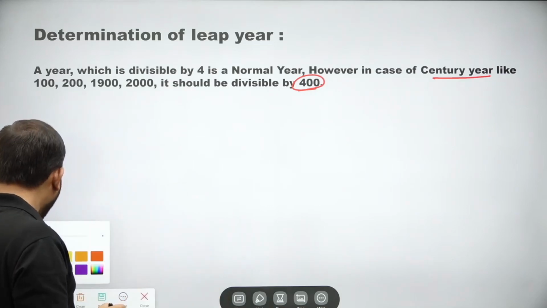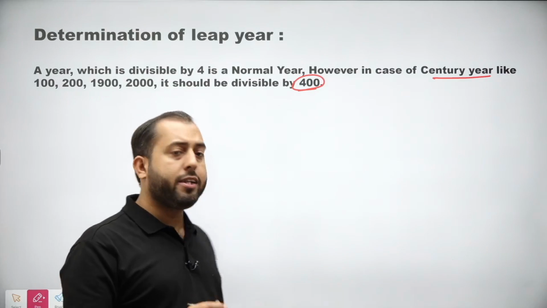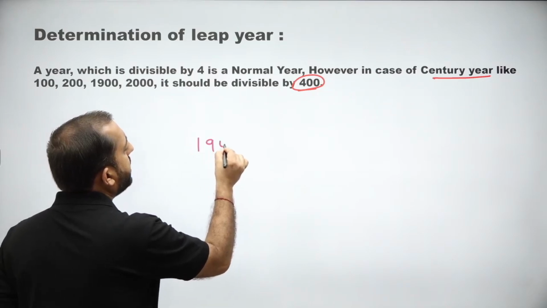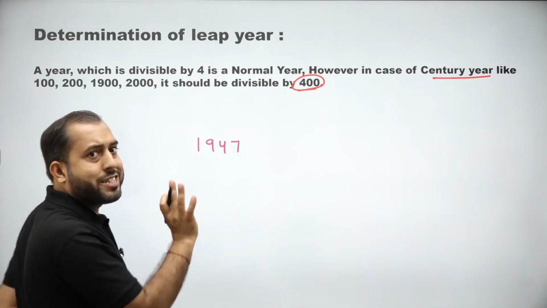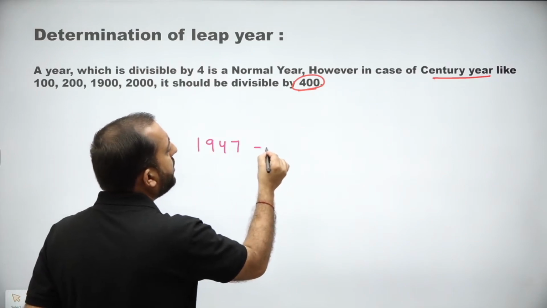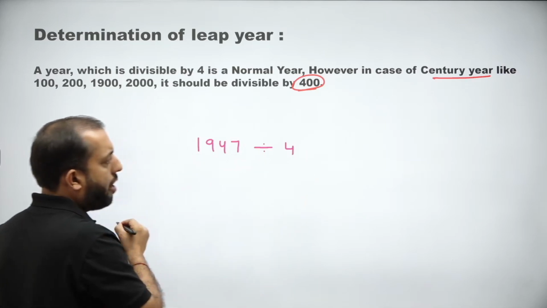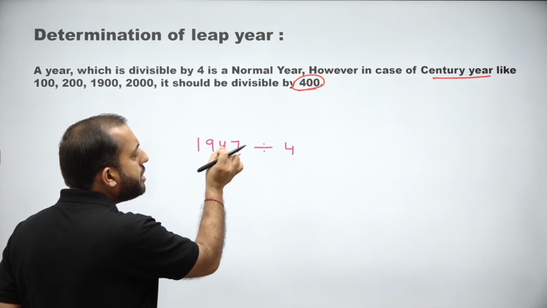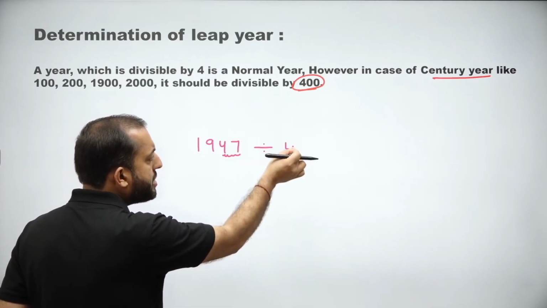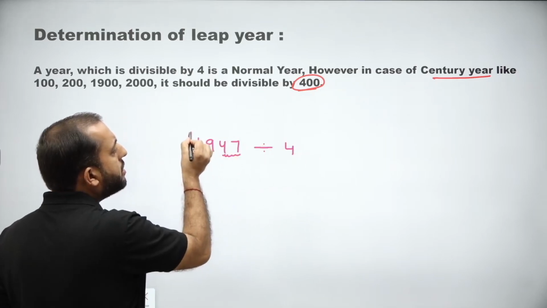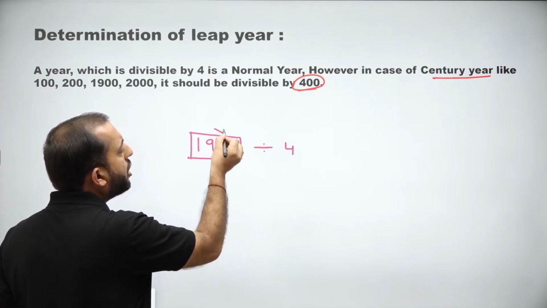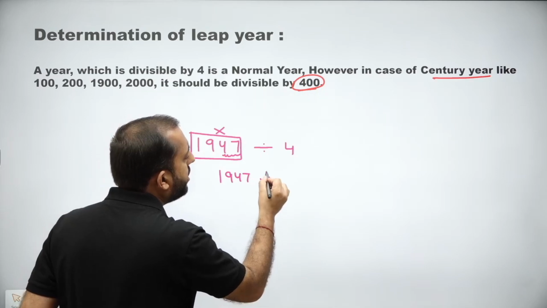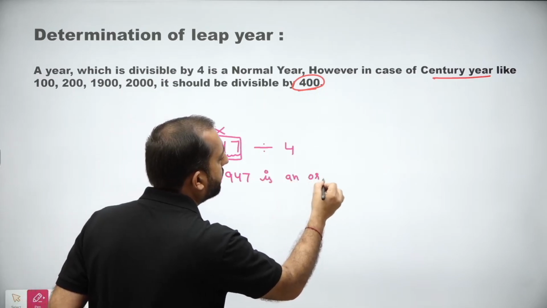Okay. Now, let me explain this point with the help of an example. For example, 1947, it is not a century. So in this case, we will divide by 4 only. The last two digits of this year are 47, which is not divisible by 4. Hence, this complete number will not be divisible by 4. Hence, 1947 is an ordinary year.